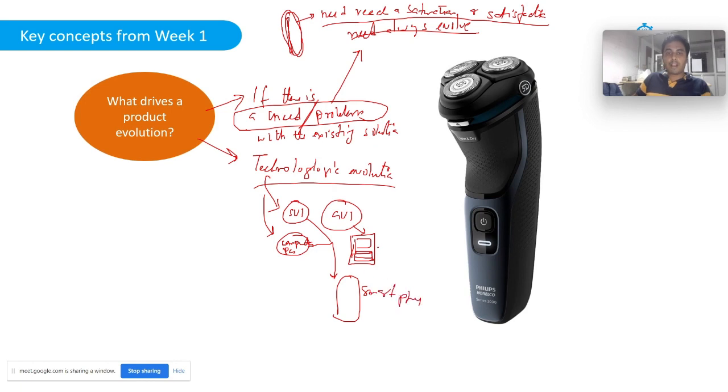So that's the reason why a product evolved from a normal tactile phone, like a button phone, to a smartphone. So the driving force here is the technological evolution. So these are mainly the two drivers of product evolution. So any doubts here?